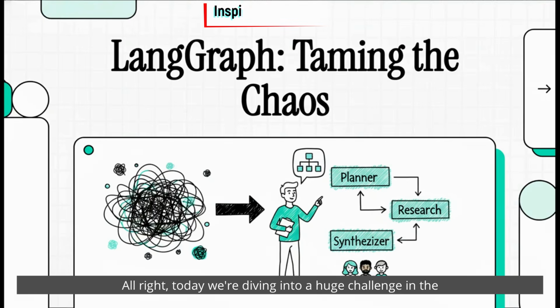All right, today we're diving into a huge challenge in the AI world. How do we build AI agents that aren't just powerful, but are also reliable and predictable? And we're going to do that by breaking down LangGraph, a framework that's really designed to bring some order to the sometimes chaotic world of agentic AI.